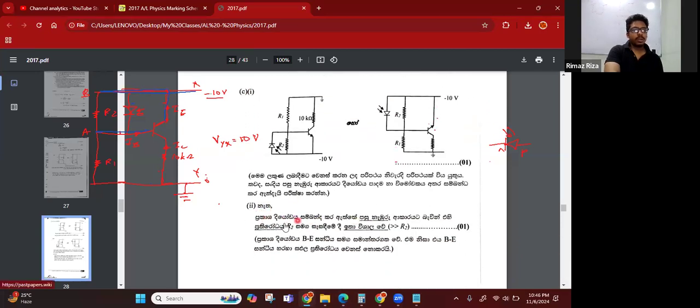No. Since it's reverse bias, no current will be there, so it won't change the resistance.